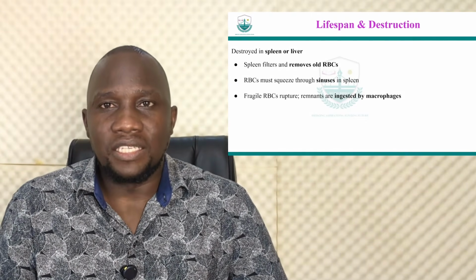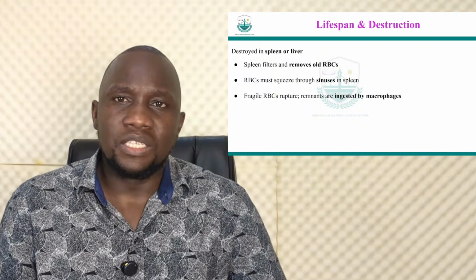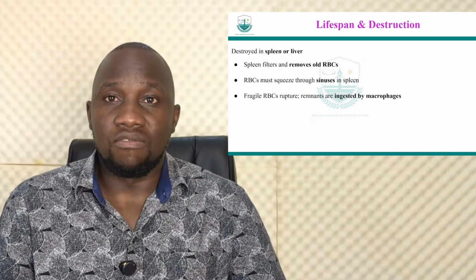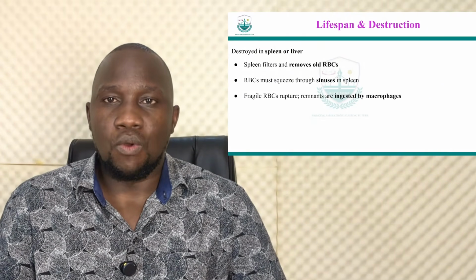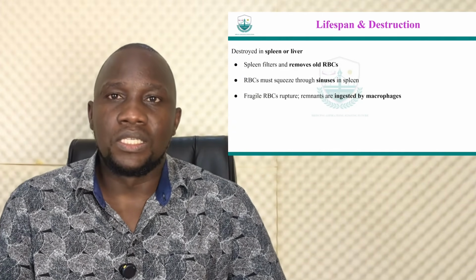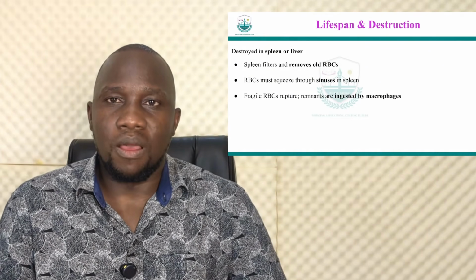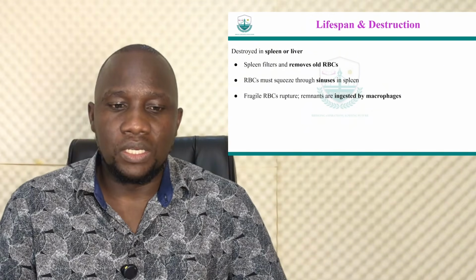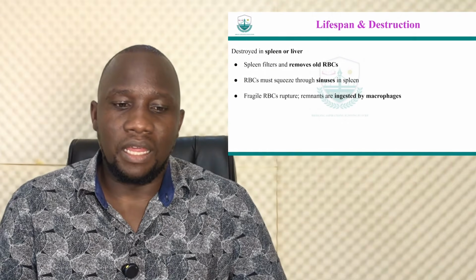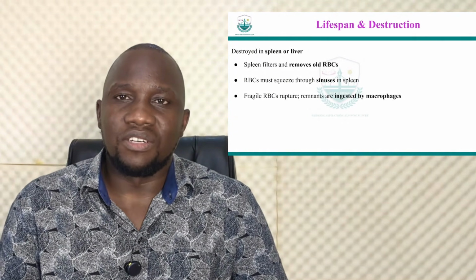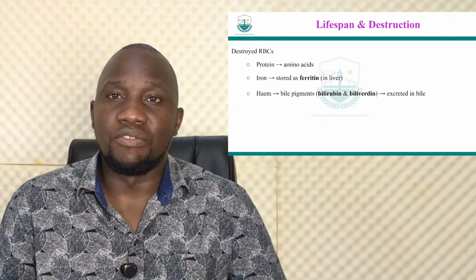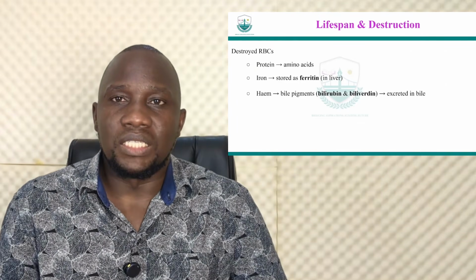It is the liver and the spleen that do this role. Usually, the spleen filters and removes the old red blood cells. And if you have your spleen damaged, you will have a problem because it is a store of a lot of blood, and it filters out red blood cells that are very old, squeezing them through the sinuses in the spleen, and the ones that are very fragile rupture and are digested by the macrophages.